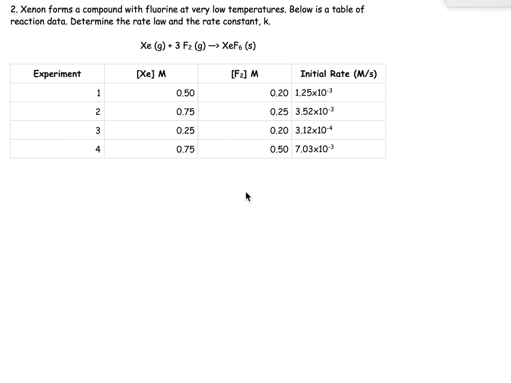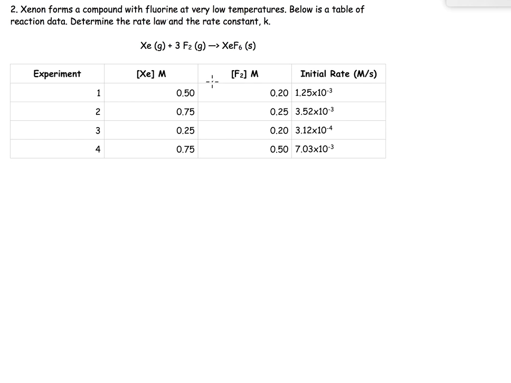All right. So in this problem, we have a reaction between xenon and fluorine here to produce xenon hexafluoride. So we have different experiments where the concentration of xenon changes and the concentration of fluorine changes. And we have the initial rates in molarity per second for each of those trials. So again, what you want to do is pick out two experiments where one concentration is changing.